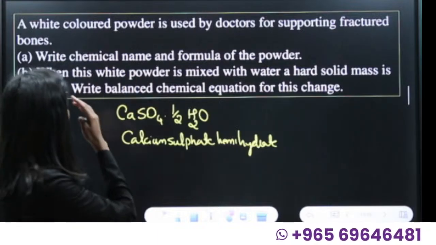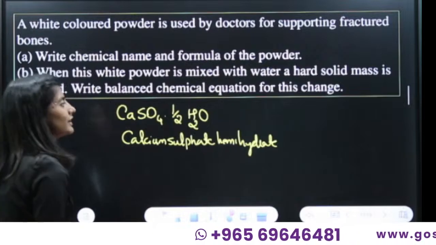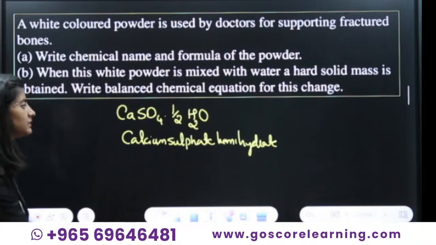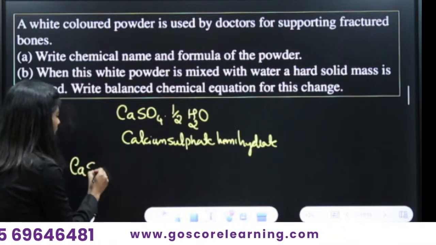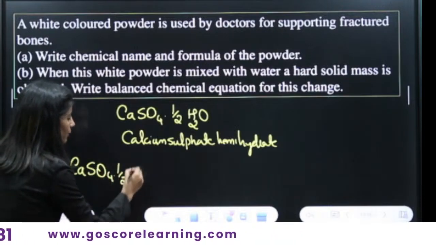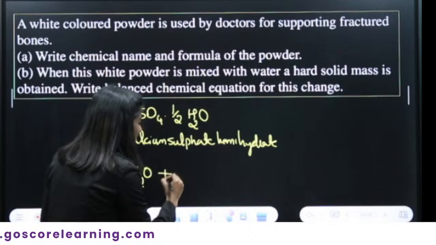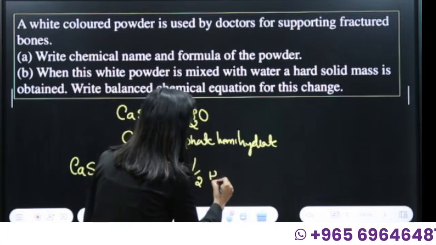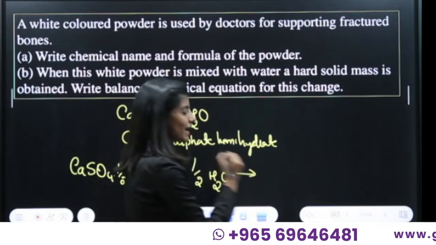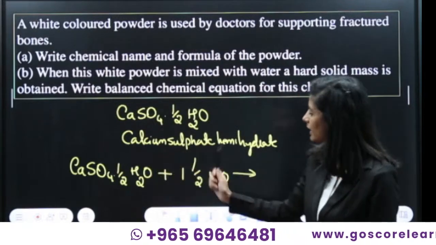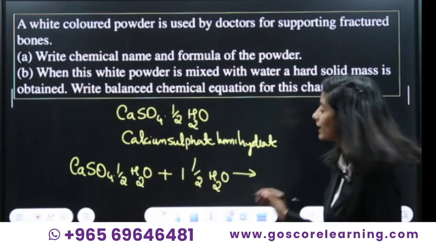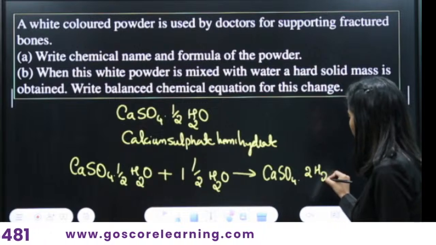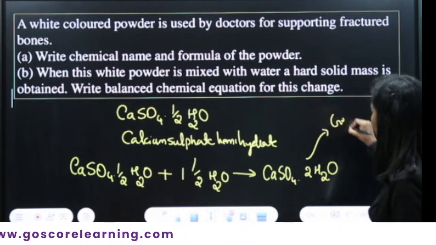Now coming to the second question, when this white powder is mixed with water, a hard solid mass is formed. What happens if this calcium sulfate hemihydrate is mixed with water? Let's check it out. Half H2O will mix with how many water molecules? 1.5 water molecules, so that when they combine together, half is already there, there's another half and 1, so it will definitely be 2H2O. That is your calcium sulfate 2H2O, commonly called gypsum.